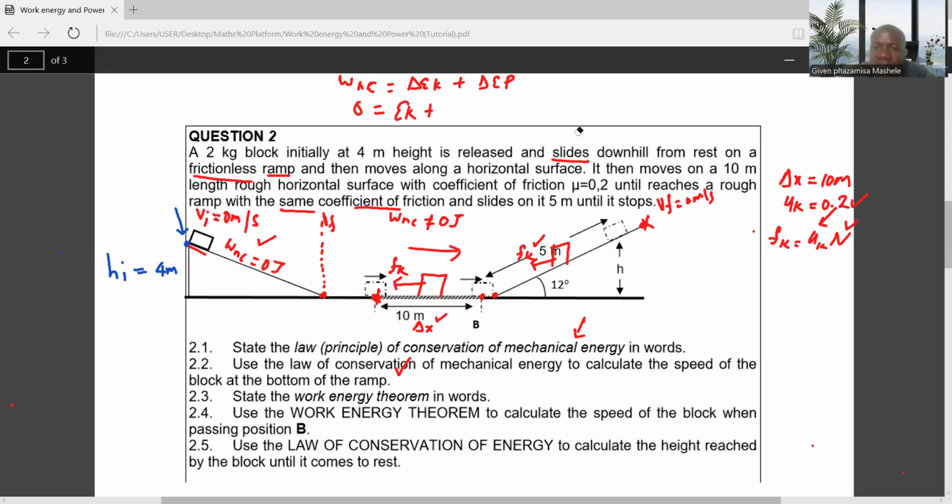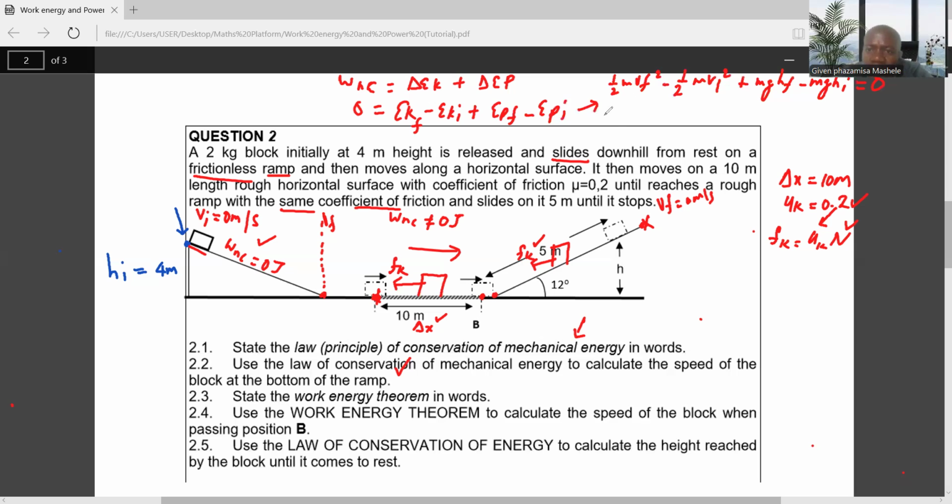I apologize. So we're going to have minus. So it's Ek final minus Ek initial plus Ep final minus Ep initial. So what is Ek? It's half mvf squared final, half mvi squared initial, mgh final minus mgh initial. This must be equal to 0 for the work done by non-conservative.